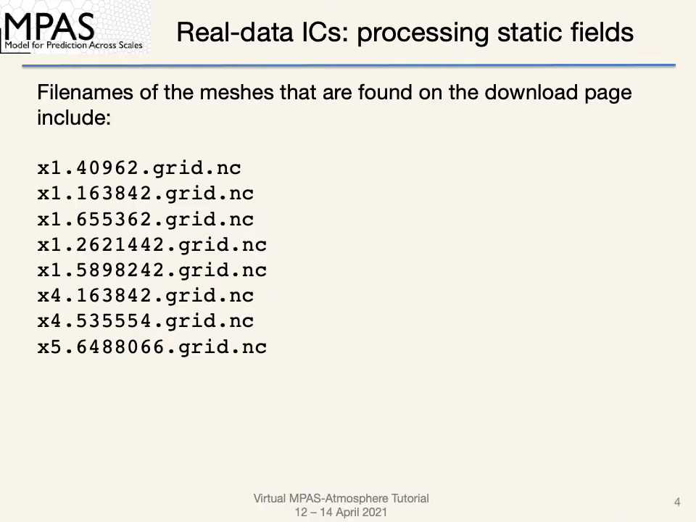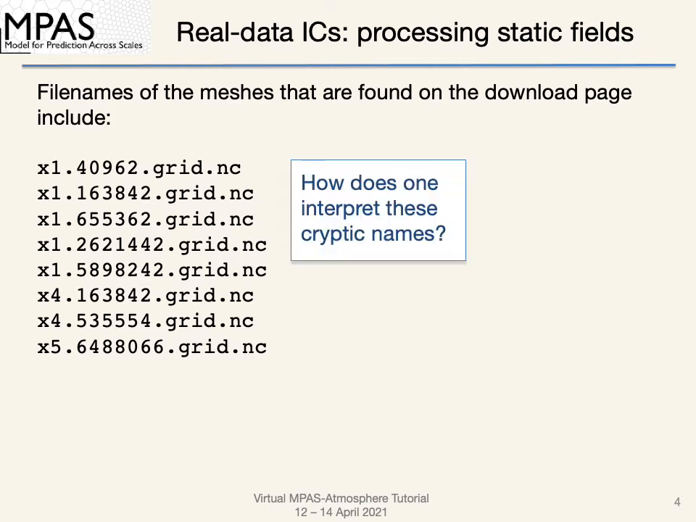When you download the meshes, you'll notice that they have some interesting file names. For example, if you downloaded a 120 kilometer quasi-uniform mesh, you might get a file that's called x1.40962.grid.nc. And there's a selection of other file names that you can see here on the screen. So as a new user of MPAS, it's a reasonable question to ask, how do we interpret these seemingly cryptic names?